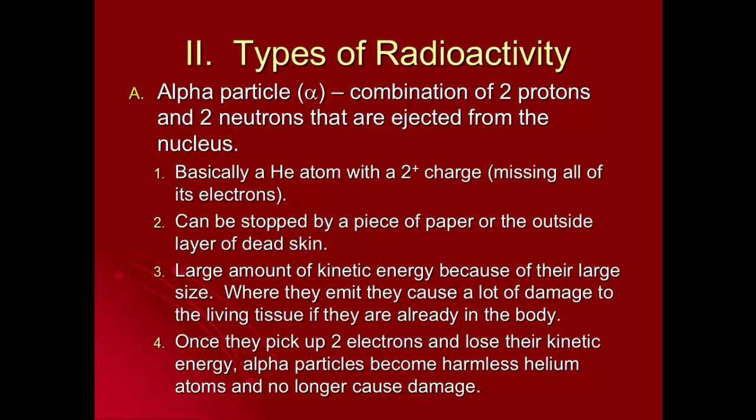Electrons are fairly easy to pick up, especially when they're leaving an atom that now has 2 extra electrons because it's emitting helium. But they're often ejected with a lot of force. If you have an alpha particle coming towards you, it can be stopped by a piece of paper. Because they're so massive, they can be stopped fairly easily. Just put a piece of paper in front of yourself and you've blocked it. Or have a layer of dead skin, which comes pretty naturally, and that will also stop your alpha particle.